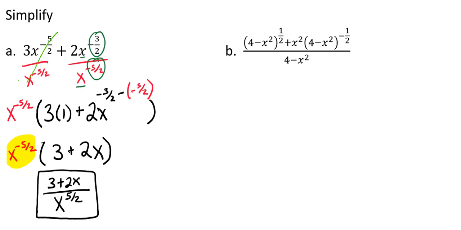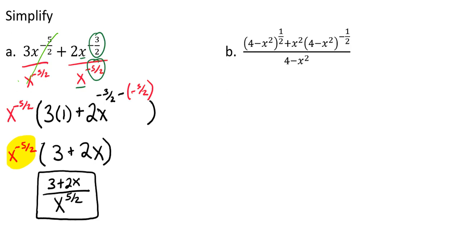So in this next example, we'll multiply both the numerator and the denominator by something to get rid of, or eliminate, that negative exponent. So in this particular instance, we are going to multiply both our numerator and our denominator by 4 minus x squared to the positive 1/2. Again, 4 minus x squared to the positive 1/2.